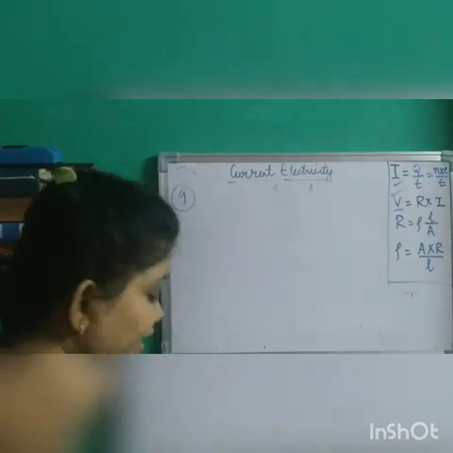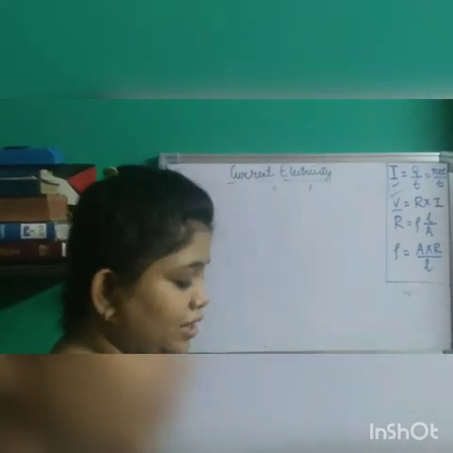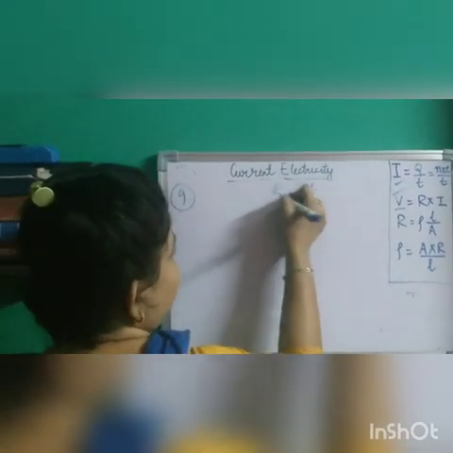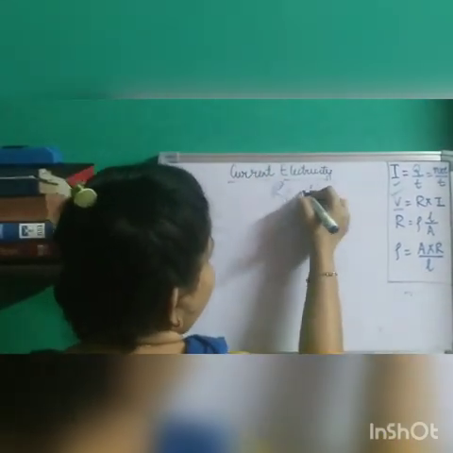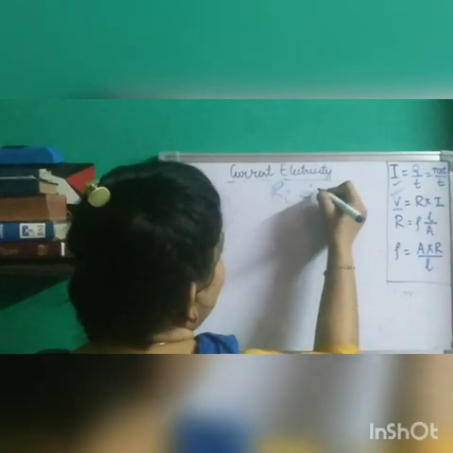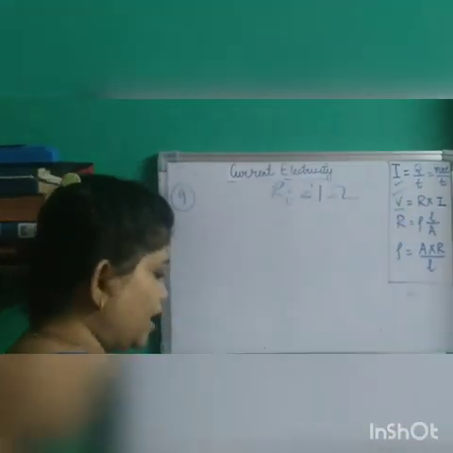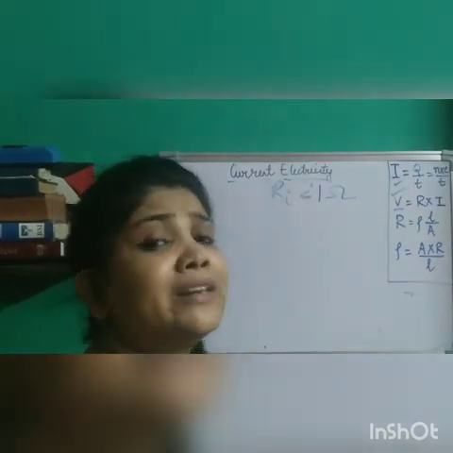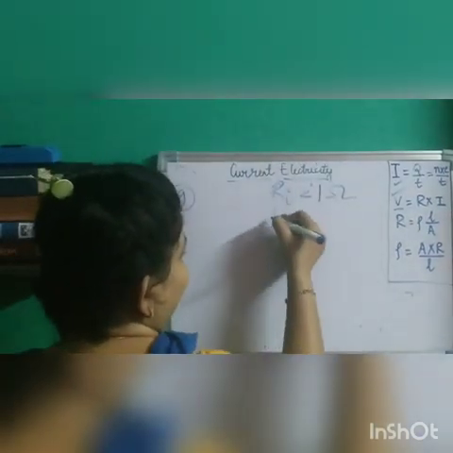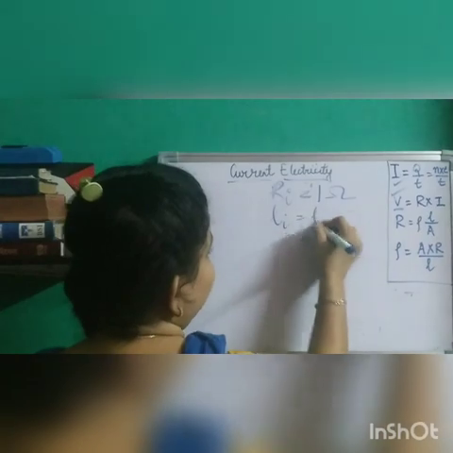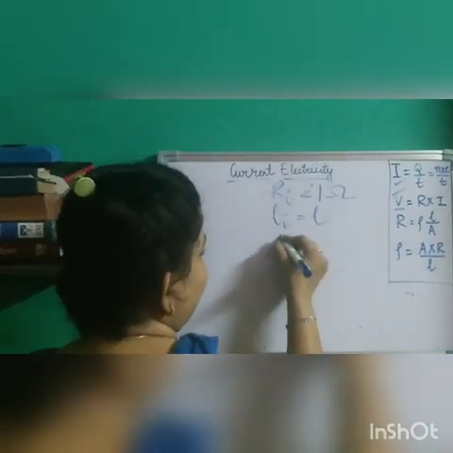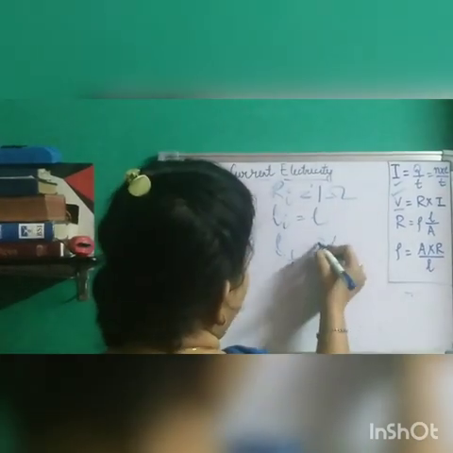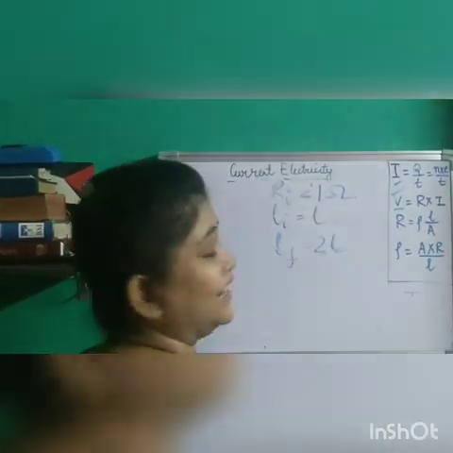Okay, so let's start. It's given a wire of resistance 1 ohm. Let us take it as the initial resistance, 1 ohm. What else is given? The wire is stretched to double its length. That means if I take the initial length as L, the final length becomes 2L.